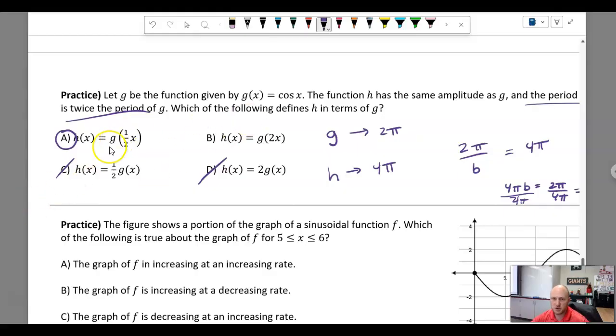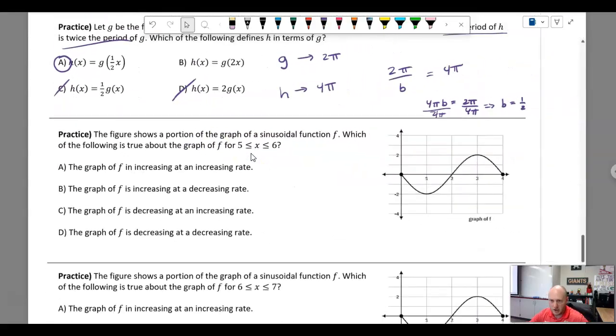If I want a function h that has a period that's twice g, I'm looking for a parameter that looks like 1/2. Remember, these always do the opposite. They always do the reciprocal effect with horizontal multipliers. So A there.